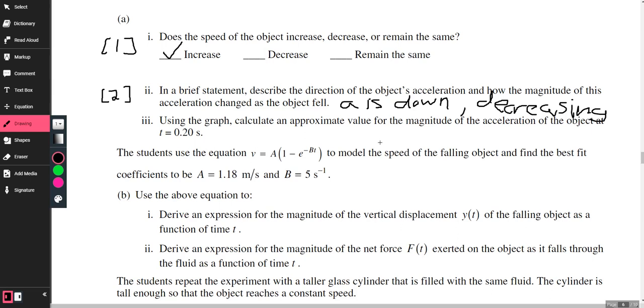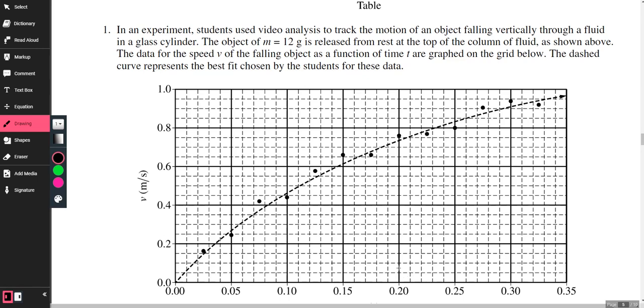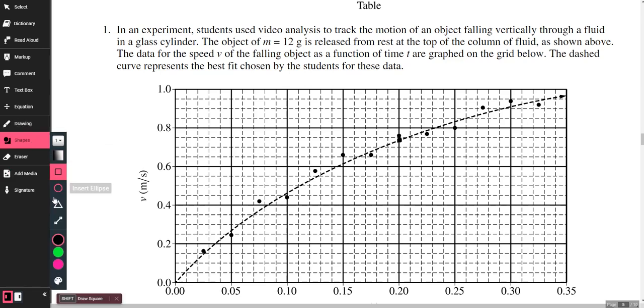Now on to part three. It says, using the graph, calculate the approximate value for the magnitude of the acceleration of the object at 0.2 seconds. All right, so this is 0.2 seconds. They want the approximate magnitude of the acceleration. Realistically, what we're going to end up trying to do is draw a line that's tangent to the curve.